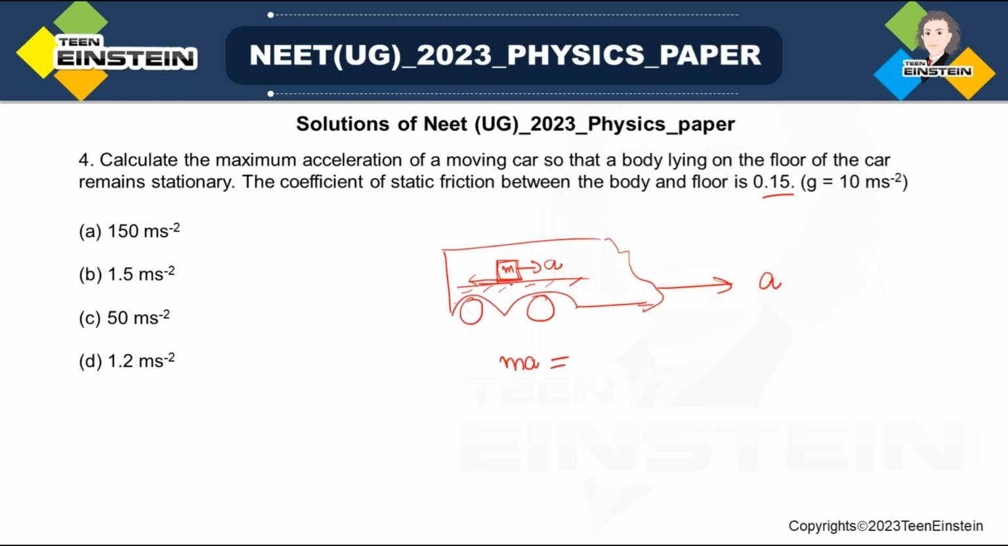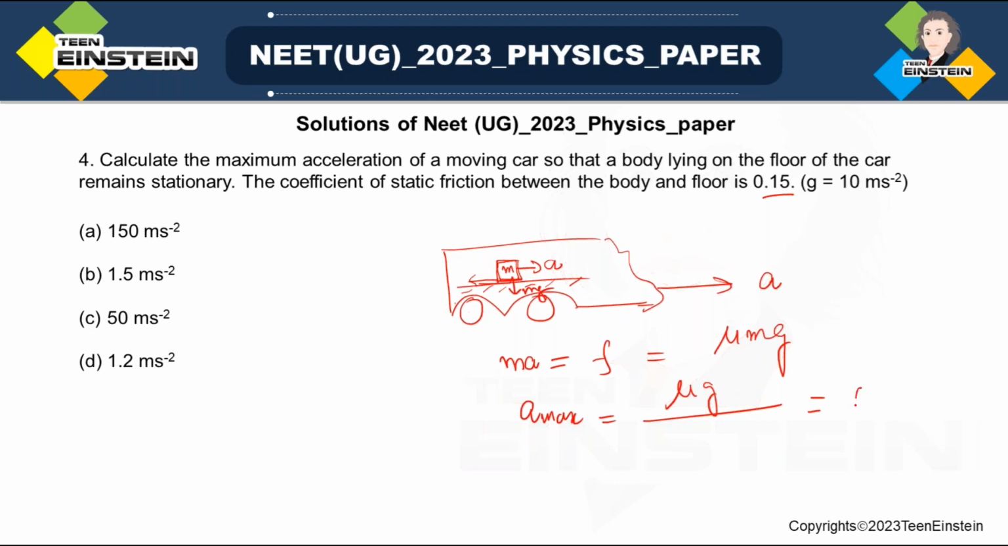Okay, so what is the frictional force? F is equal to mu m g. This is the maximum static friction. So mu mg. Therefore A max, the maximum acceleration, will be mu into g.